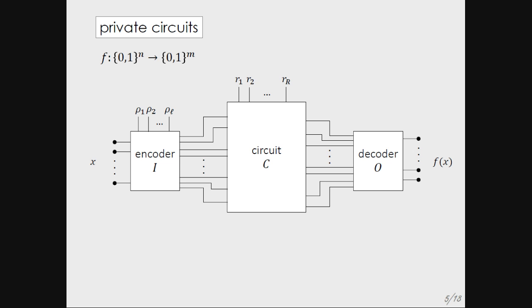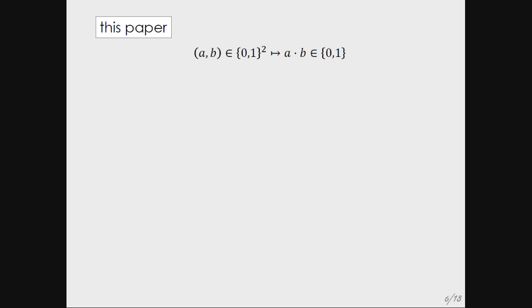So what you're asking of the private circuit, obviously, is to be correct. That is, for any randomness, you want to get the correct evaluation of your function. And you want it to be d-private. Of course, it's in the name. So in this paper, we looked at a particular private circuit. We looked at a particular function, sorry, and the private circuit that implements it, which is this one. That's simply the AND of two bits.